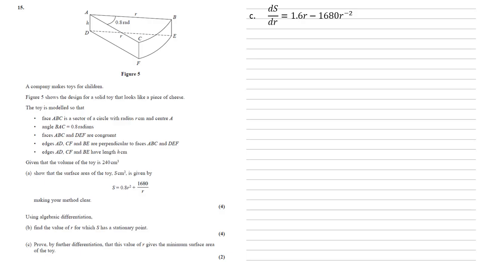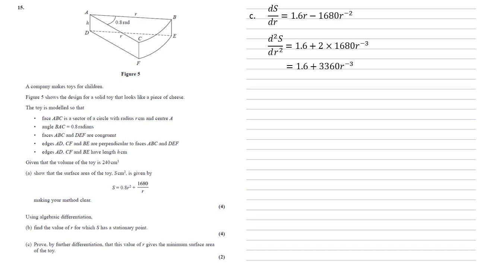So the first term, 1.6r, nice and easy, that just becomes 1.6. The second term, we bring the -2 to the front, so it becomes +2 times 1,680, and knock 1 off the power, so that becomes -3. Simplifying this, we get 1.6 plus 3,360 times r to the -3.